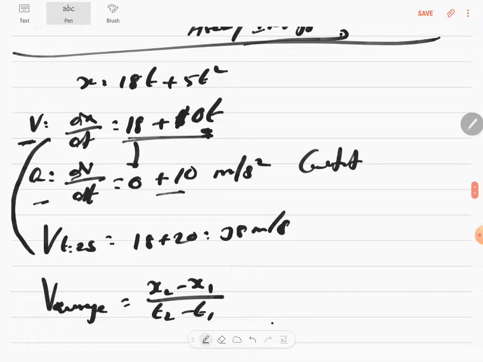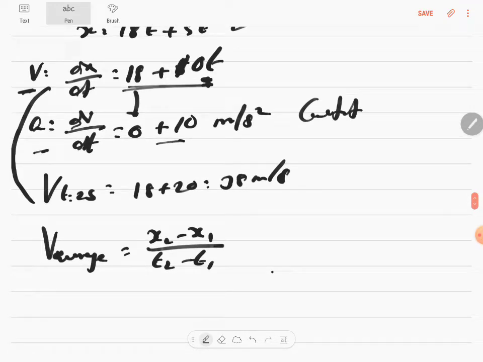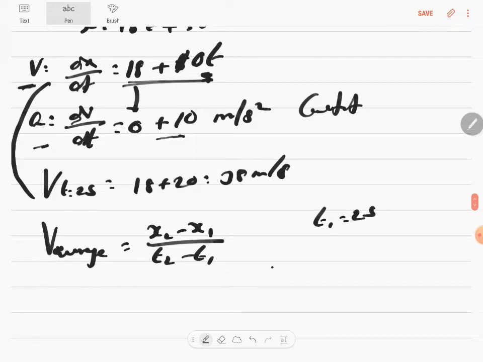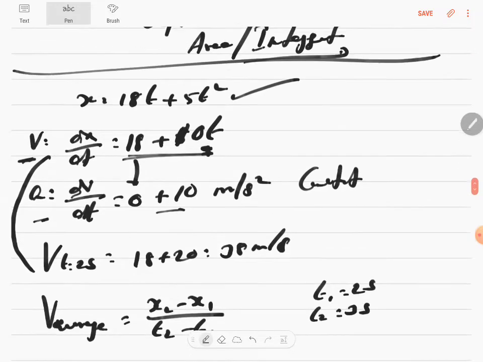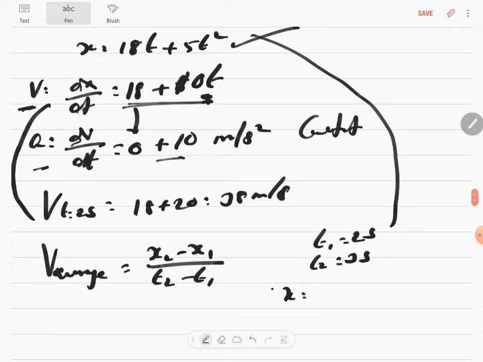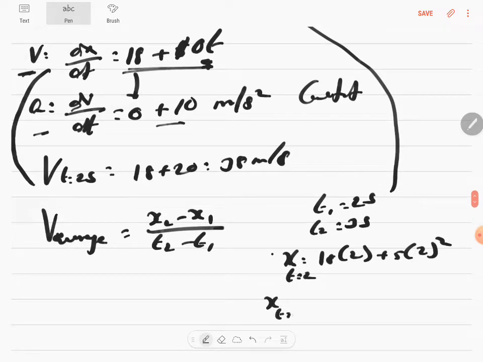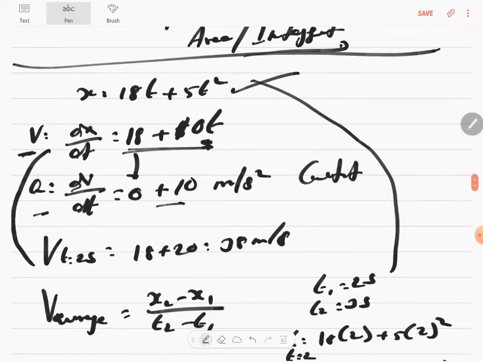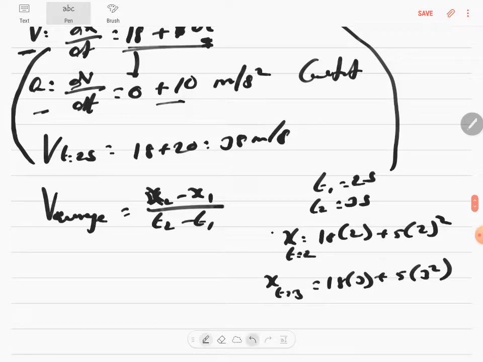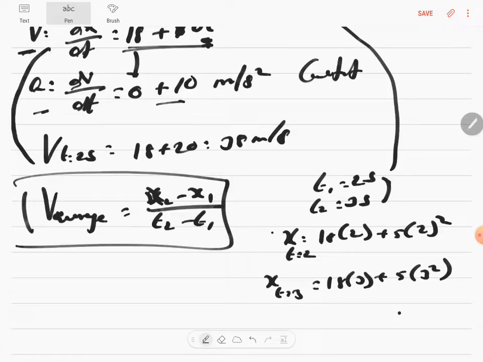You know the x formula is here. Between time t1 equal to 2 seconds and t2 equal to 3 seconds, substitute in this formula: x is equal to 18 into 2 plus 5 into 2 square. So you get the position x at t is equal to 2 seconds. And position x at t is equal to 3 seconds means 18 into 3 plus 5 into 3 square. If it's x you want to find, take the x formula and do it. Then you found x2 minus x1. Divide it by 3 minus 2, t2 minus t1. Average velocity means change in position by change in time.